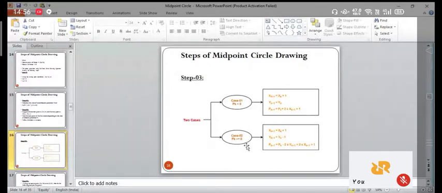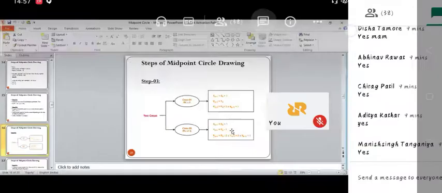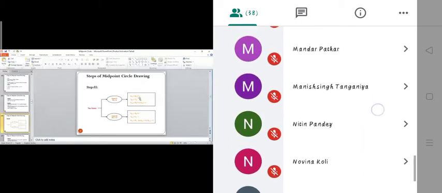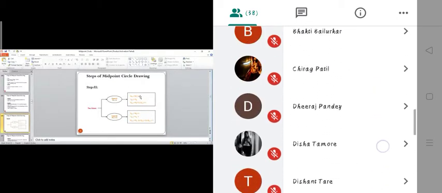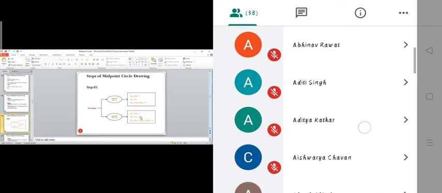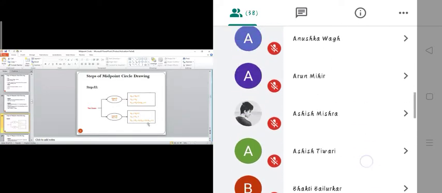Next is, if your decision parameter is greater than or equal to 0, then how will you compute the x and y values? In such a case, the x value will be incremented by 1 and the y value will be decremented by 1. So in the previous case, we used to increment x, whereas y would remain as it is, and in this case we increment x, whereas y we decrement by 1. And again you compute the decision parameter.